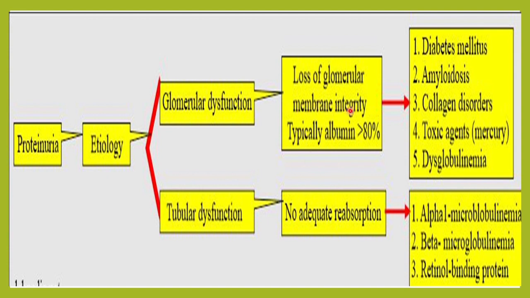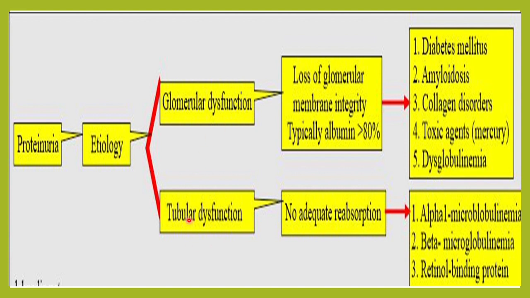अगर बेसमेंट मेम्ब्रेन में कुछ प्रॉब्लम है, एंडोथीलियम में कुछ प्रॉब्लम है, या पोडोसाइट्स में कुछ प्रॉब्लम है, you will get the glomerular injury which will lead to albuminuria. So 80% of albumin, when we see it in the urine, is mainly because of glomerular injury, which can happen due to diabetes, amyloidosis, collagen diseases, sick agents, or because of dysglobulinemia.